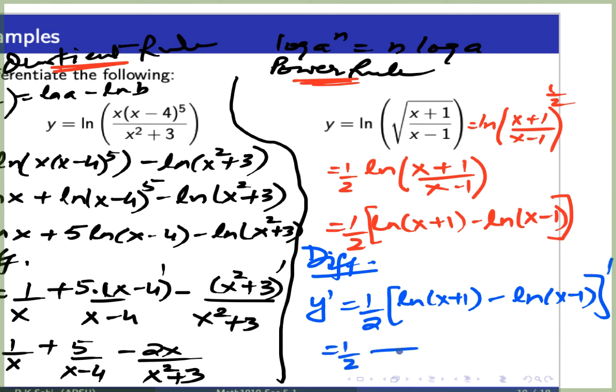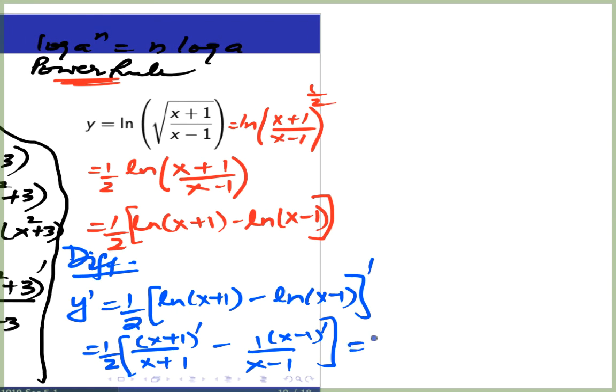Differential of x plus 1 is what? 1 over x plus 1, and then minus. Make sure you keep the square brackets, minus 1 over x minus 1 differential. So what's the final answer, guys? The final answer, half. Differential of x plus 1 is simply 1 over x plus 1 minus differential of x minus 1 is 1 over x minus 1. Voila, we are done.